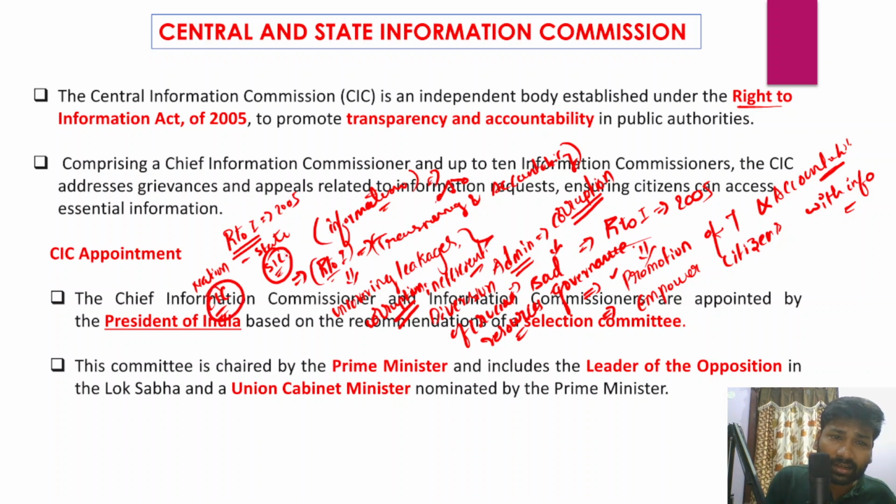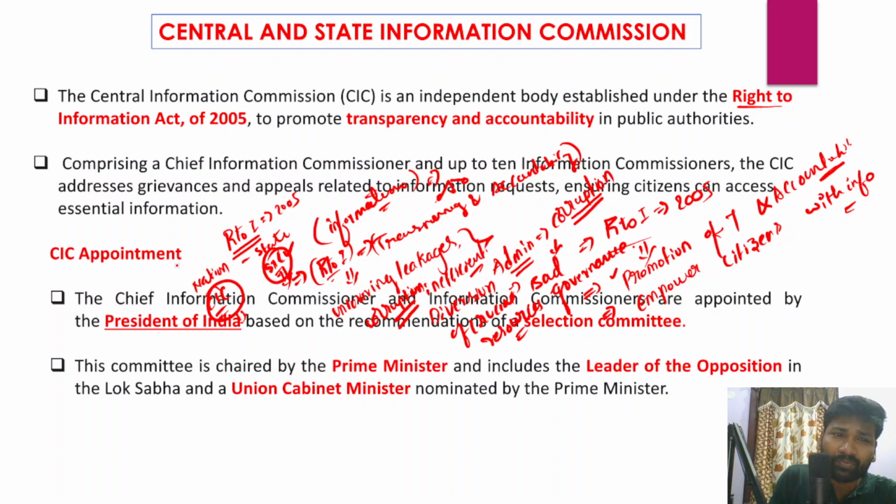So in case information is required for any subject which is mentioned in the state list, State Information Commission would be the nodal authority. At the national level, Central Information Commission would be considered the nodal agency, nodal authority for providing information to the citizens or resolving the grievances of the citizens with respect to information.